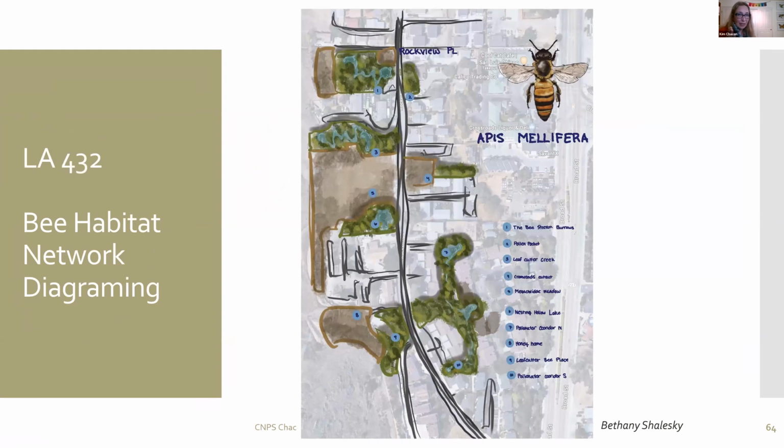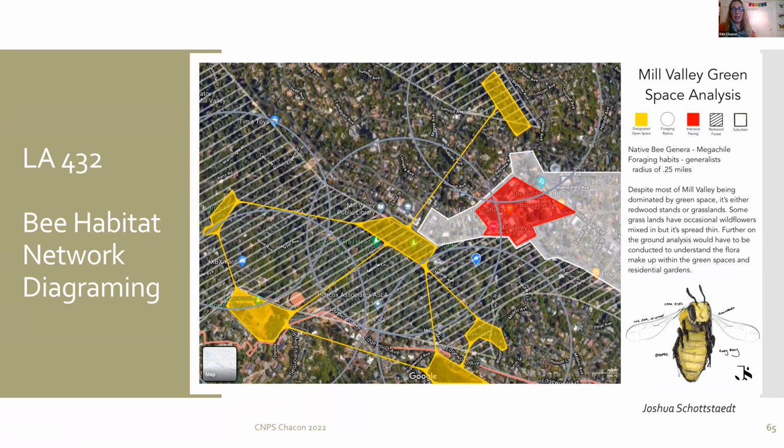Okay, what if instead of thinking about singular gardens, we start looking at the landscape around us in terms of the network that it provides, habitat network? So this student worked with Apis mellifera, the European honeybee, and looked at a neighborhood in SLO. You can see the Cool Cat Cafe is up there. This one worked in Mill Valley, and he was looking at Megachile bees and how that would work in his neighborhood. I think he missed out a little bit on the backyard opportunity, but I liked his mapping style, so I put it in there.